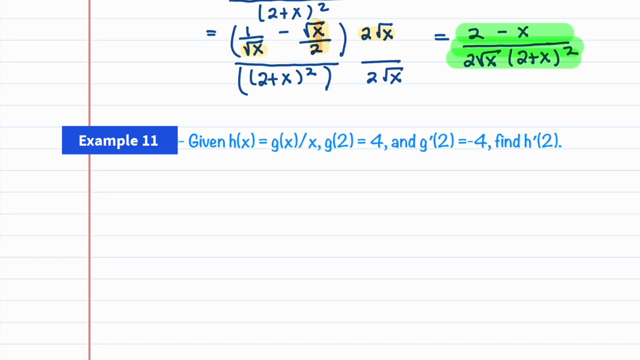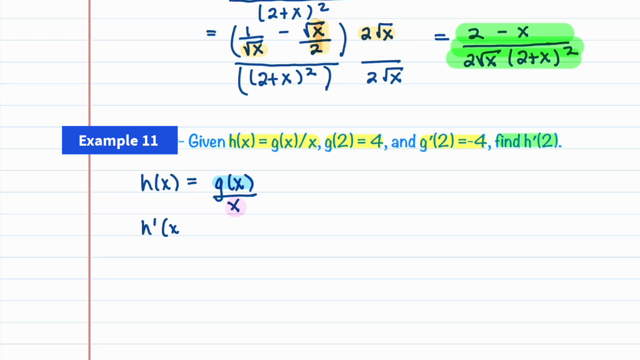In this example, we are given that h of x is g of x divided by x, g of 2 is equal to 4, and g prime of 2 is negative 4, and we're asked to find h prime at 2. We are given that h of x is g of x all divided by x. G of x is our top function, and then x is our bottom function.